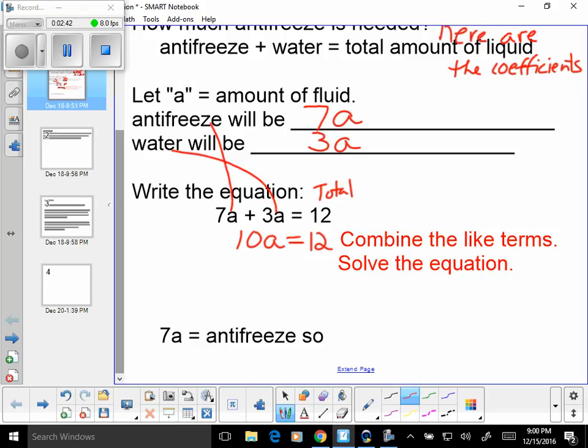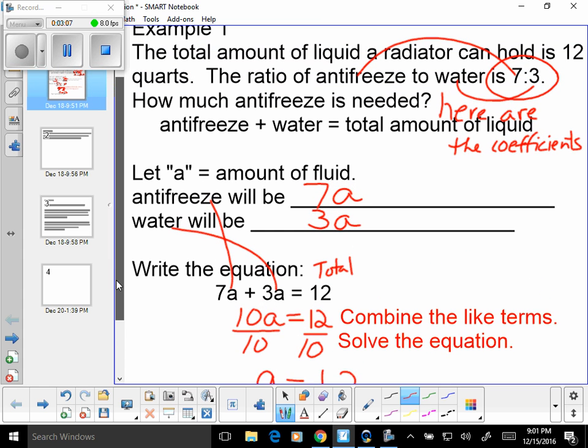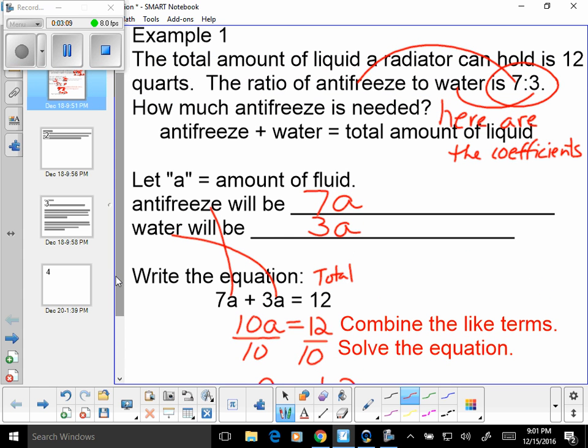So now I'm going to divide both sides by 10. Since my coefficient is not a fraction, I don't have to worry about multiplying by the reciprocal of the coefficient. I can simply divide, although technically I am multiplying by 1 over 10. When I do my division, I will get 1.2. A is 1.2. Now remember, the question back up here said how much antifreeze is needed.